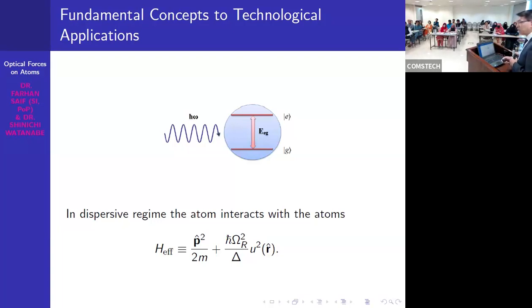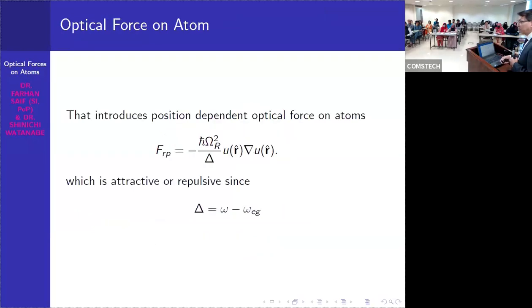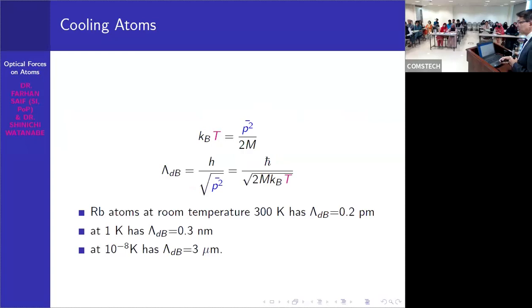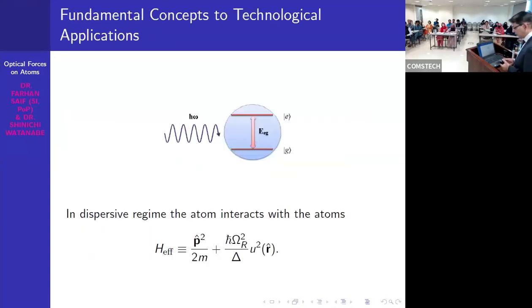And we can write the Hamiltonian in this simple way. The first term describes the kinetic energy term, and the second term is the potential energy term. This is what we attribute to the atom, and this U of R term is basically the spatial dependence of the electromagnetic field. So that is very important.